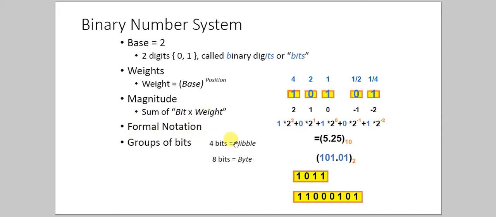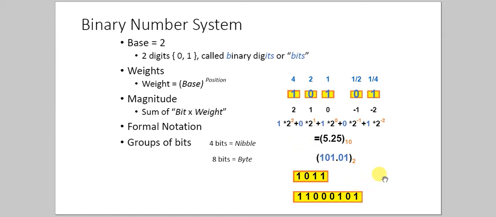Okay, the formal notation is this group of bits. Now 4 bits is called a nibble, and 8 bits is called a byte. The byte consists of 8 bits. That you have to keep in your mind.